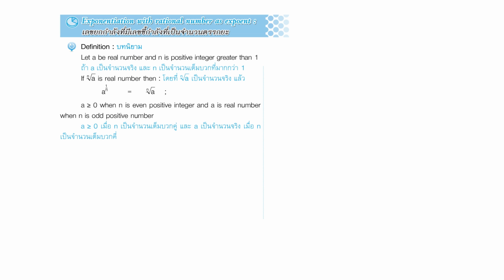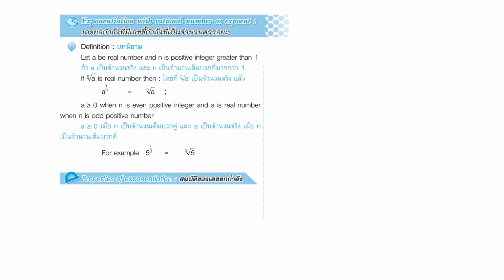A is greater than or equal to 0 when n is an even positive integer, and a is a real number when n is an odd positive number. For example, 5 to the 1/3 power equals the third root of 5.